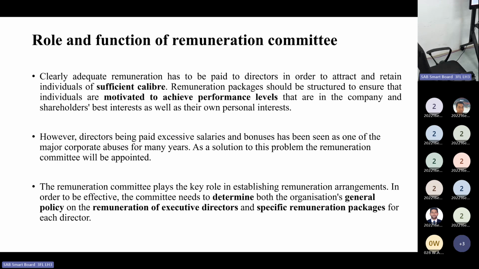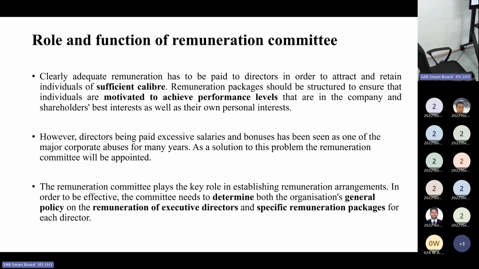Remuneration packages should be structured to ensure that individuals are motivated to achieve the performance levels that are in the company and shareholders' best interest as well as their personal interest. Right? So whatever the remuneration that you are giving should be motivating enough for them to work and achieve the performance that has been set.